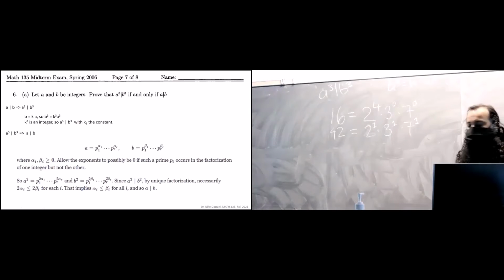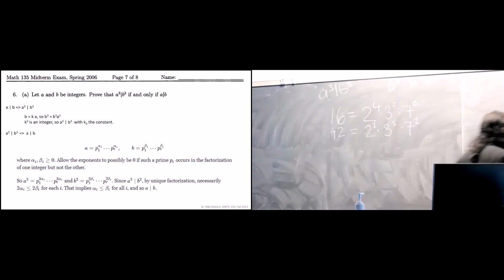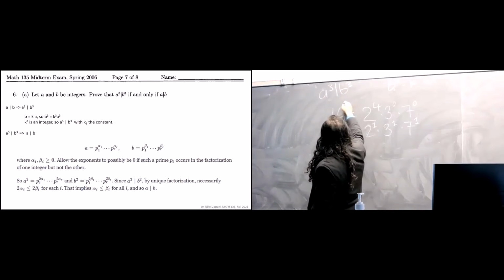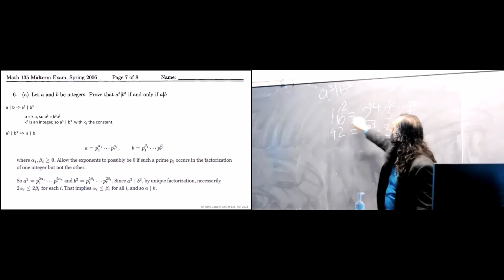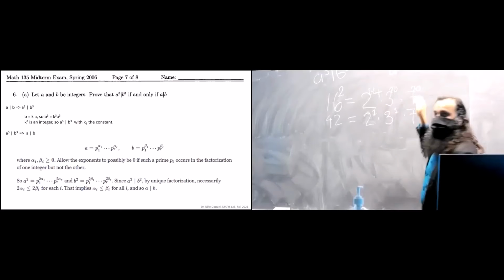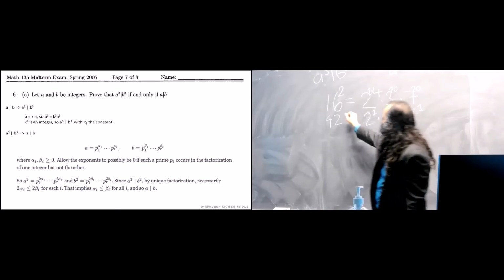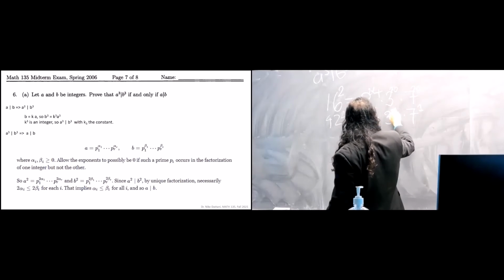Okay, you got it? Now, what happens if a squared divides b squared? Let's square this. If I'm squaring this, then I'm just squaring each of these, right? And if I'm squaring this, then I'm just squaring each of these.